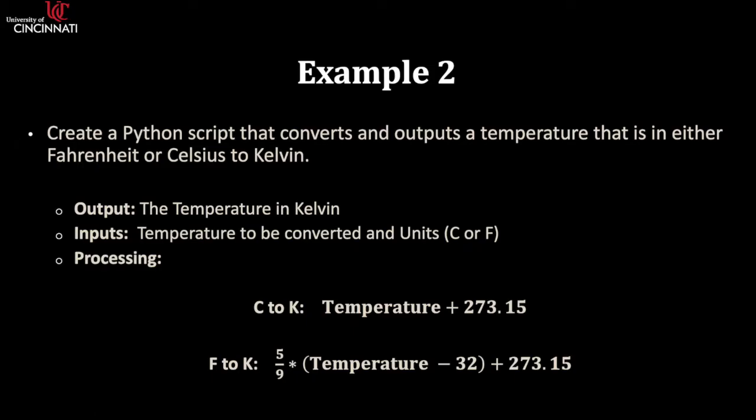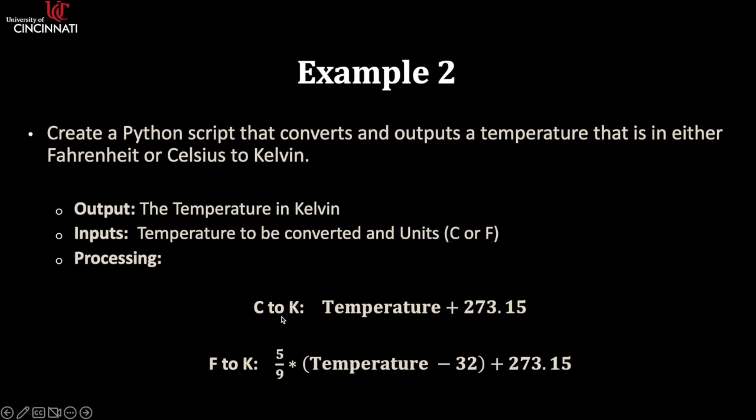Example problem for Python conditionals. So this example problem says, let's create a Python script that converts and outputs a temperature that is in either Fahrenheit or Celsius to Kelvin. So the output should be a temperature in Kelvin. The input should be a temperature that has to be converted and its units. So it will be a value, number, and then if the units are in Celsius or Fahrenheit.